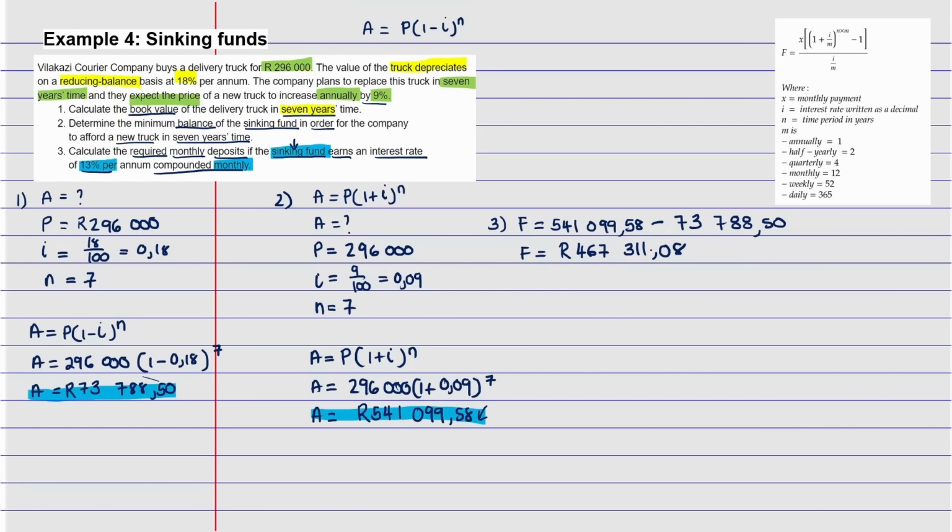311.08. So this is the amount of money that we need to save up from now until 7 years, till we buy the new truck. So this is the amount that we need to save up. This is the amount that we're going to create the sinking fund for.